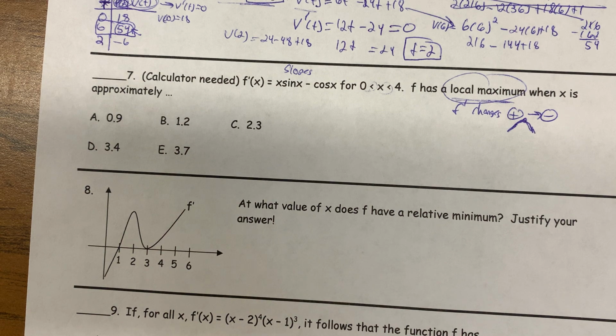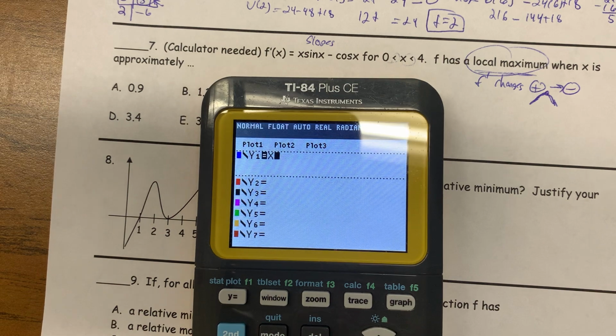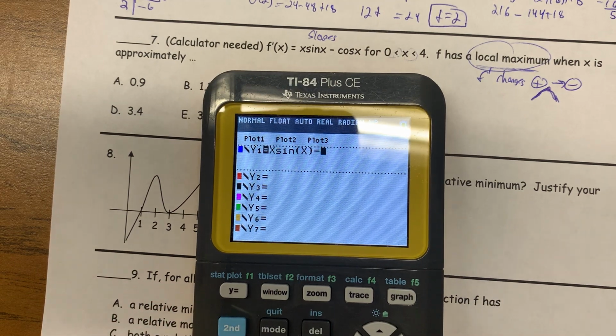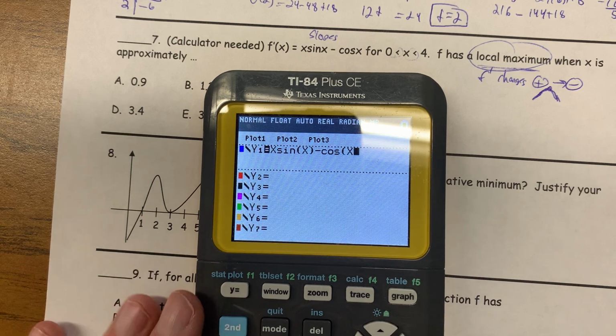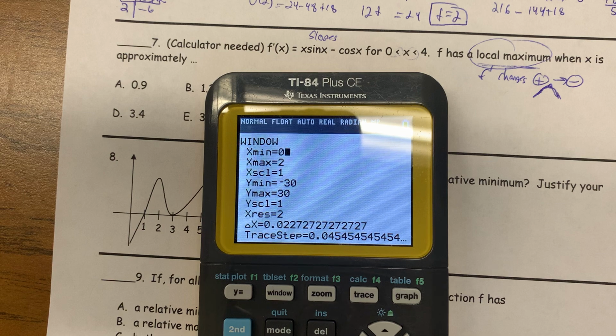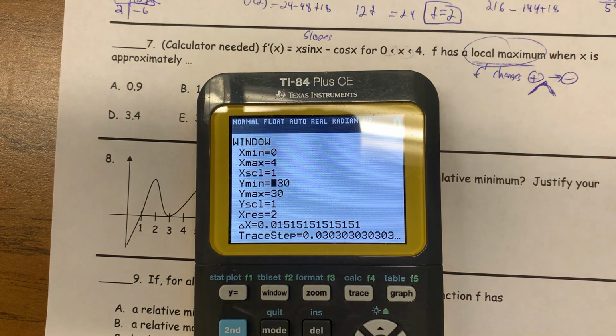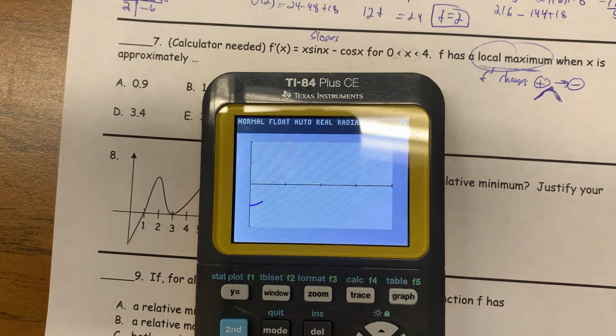You need a calculator. And hopefully you recognize that all you have to do is graph and look for where it changes from positive to negative. Cosine of x. We're going to graph this, and I'm going to change the window to be from 0 to 4, because that's the domain they gave me. And since I'm just seeing if it goes from positive to negative, I'm going to put in like -2 to 2. That'll be good enough.